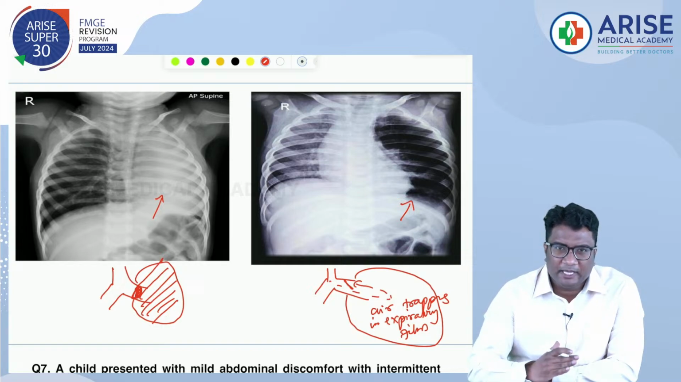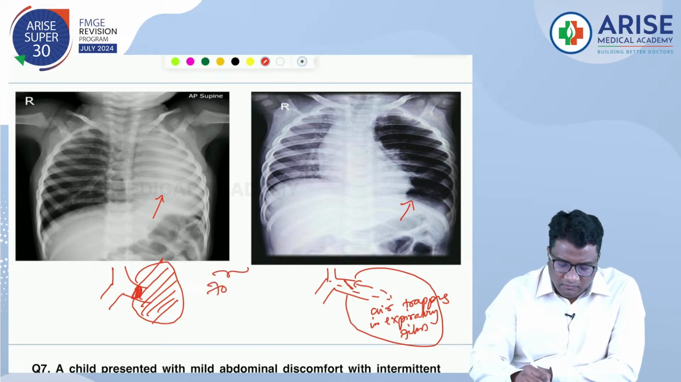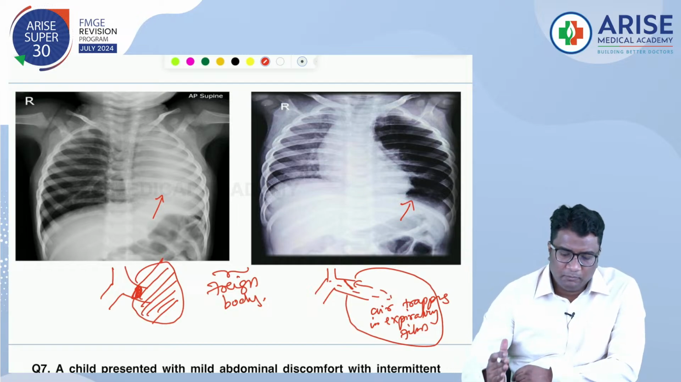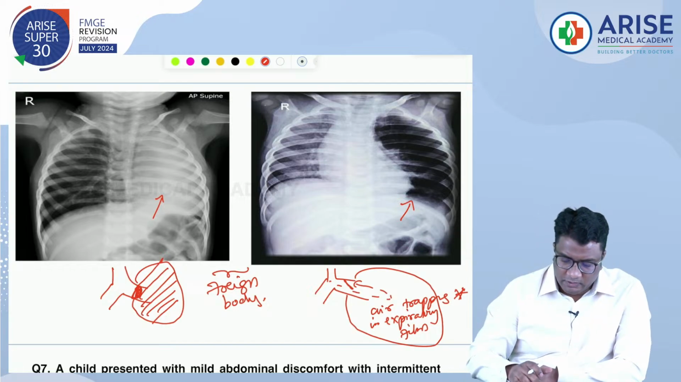So you see either an opaque hemithorax or a lucent hemithorax in a child of 2 to 3 years with sudden onset of respiratory distress. Please suspect foreign body, right? Keep this in mind. Both opaque and lucent hemithorax are suggestive of foreign body. You will see air trapping in the expiratory phase in cases of foreign body, and you see a lucent hemithorax.